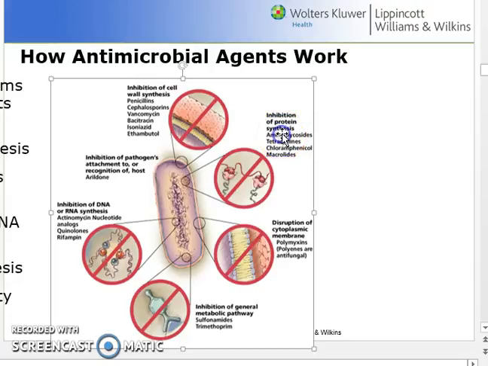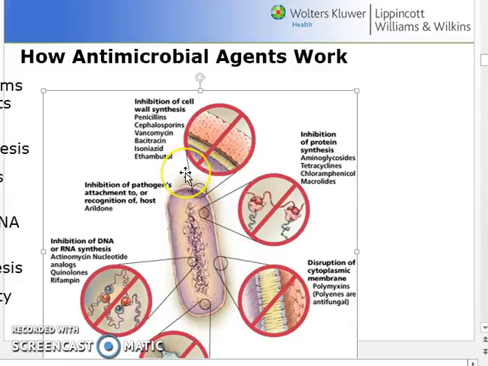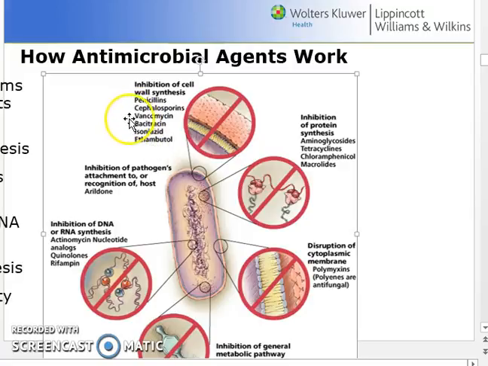All right, so in here you can see examples of the first common mechanism, that of the cell wall synthesis inhibitor. We have some example drugs in this group, such as penicillins, cephalosporins, vancomycin, bacitracin, isoniazid, as well as ethambutol. And these drugs have a mechanism by which they're able to disrupt the cell wall.